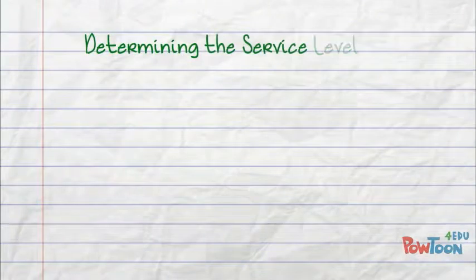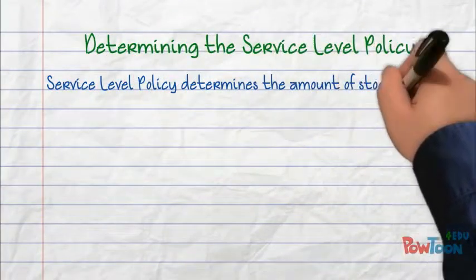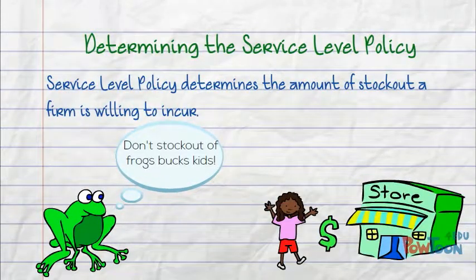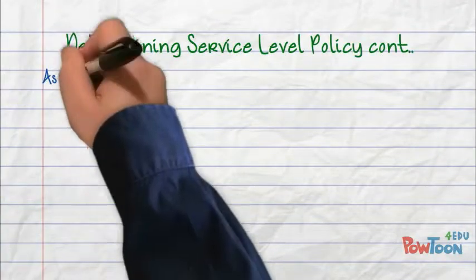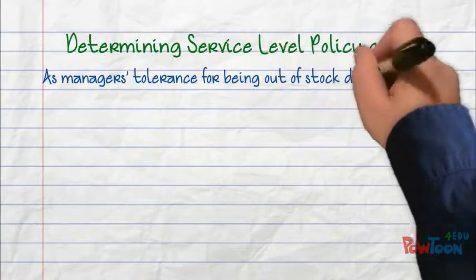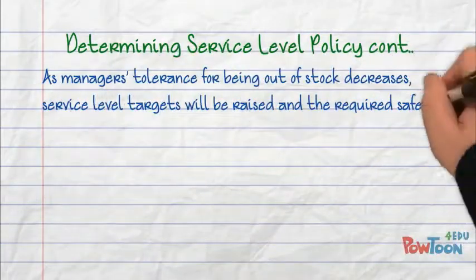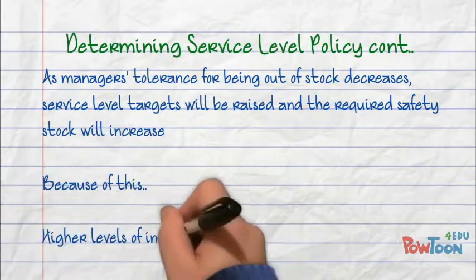A factor that goes into determining the level of safety stock is determining the service level policy. Service level policy is essentially the probability of not stocking out between replenishments. As managers' tolerance for being out of stock decreases, service level targets will be raised and the required safety stock will increase. Because of this, higher levels of in-stock performance result in higher inventory carrying costs.